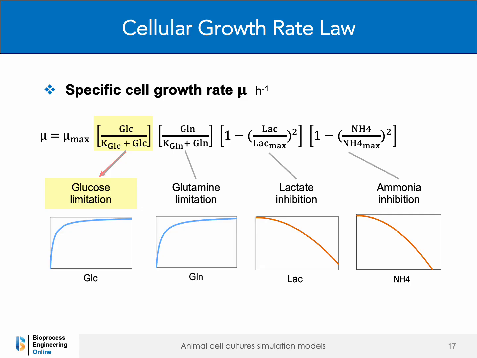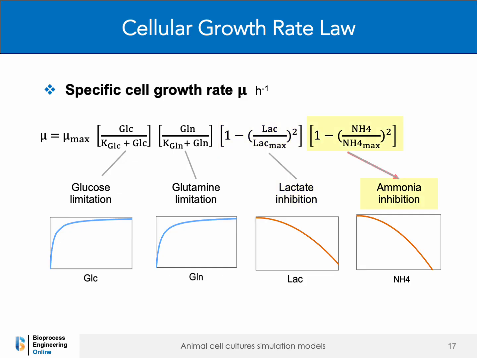The first correction factor describes glucose limitation. It follows the classical Monod equation and depends on the glucose concentration, GLC divided by KGLC plus GLC. The second correction factor describes glutamine limitation. It has the same Monod form and depends on the glutamine concentration, GLN divided by KGLN plus GLN. The third correction factor accounts for lactate inhibition. It is expressed as 1 minus LAC divided by LAC max, raised to the power of 2. Here, LAC max is the lactate concentration at which cell growth completely ceases.